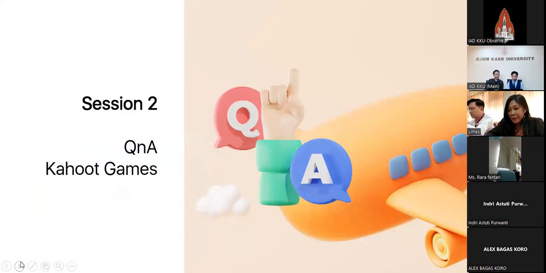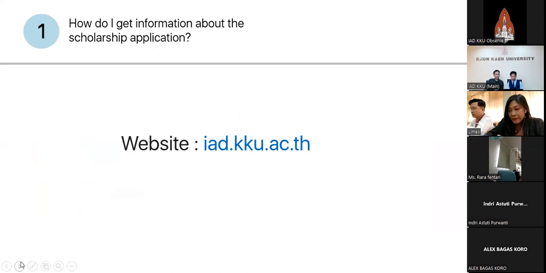From the Google form, the first question: how do I get information about the scholarship? Here we have types of scholarship like ASEAN, GMS, and KKU Active Recruitment. You can search on our website, aid.kku.ac.th. You can find our scholarships here.